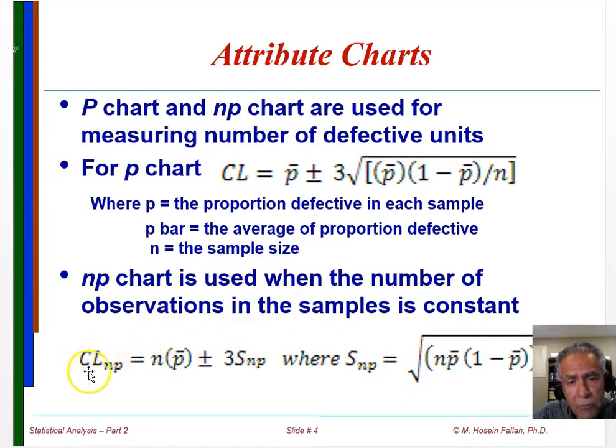And in that case, control limits will be n times P bar, if you compare that to P bar here, plus 3 standard deviations of the NP chart, which means multiplying this part of the equation by n. So n goes under the square root function and becomes np times 1 minus p, and this n will disappear. So both of these formulas for control limits are essentially the same. The difference is that this one is scaled by a factor of n, which is the size of the sample.